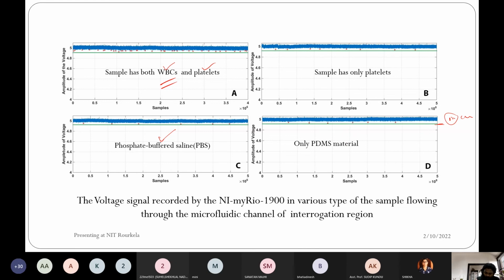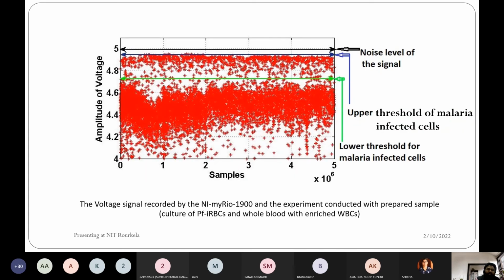So this is the upper threshold, and the final experiment we have done has an upper threshold. This is the noise level and upper threshold, and this is the lower threshold for the malaria infected RBCs and healthy RBCs. Below is the healthy RBCs, and this is the region where the malaria infected cells appear.